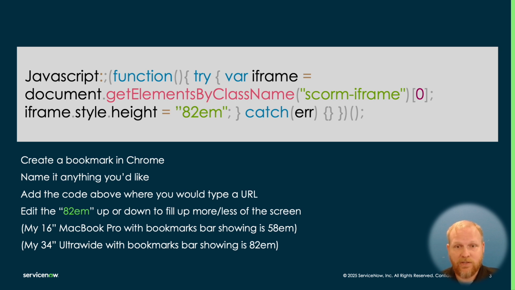And then the last thing you need to edit is this: what's listed on here now is 82EM. You could do pixels, any CSS style code if you know that stuff. If not, just make it a larger or smaller number depending on whether you need it to fill the screen more or less. For example, my 16-inch MacBook Pro with the bookmarks bar showing on Chrome is 58EM. My 34-inch ultra wide, which is where I'm recording this presentation, usually needs a lot more screen real estate, so it's 82EM. And with that, let's show you what this looks like when we add it.